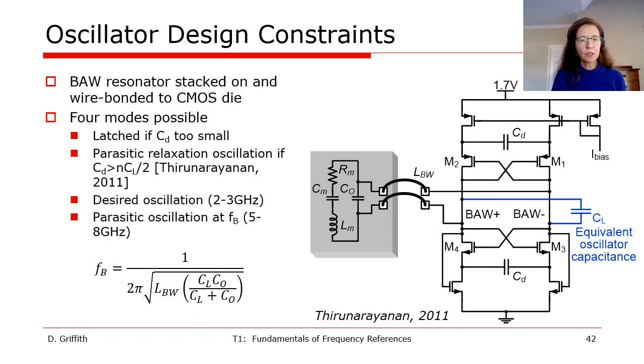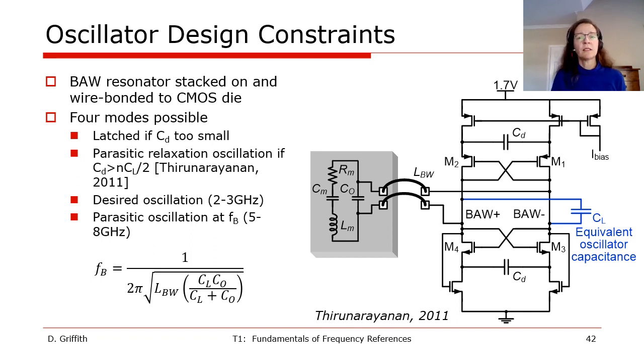So unlike traditional LC-VCOs, there are 4 modes possible for this ball oscillator. And let's look at them in order of increasing frequency. First, the capacitors CD are added to provide DC decoupling. If they're too small, the oscillator is going to latch. If, on the other hand, the value of CD is too large compared to the equivalent load capacitance CL, we'll end up with a parasitic oscillation.